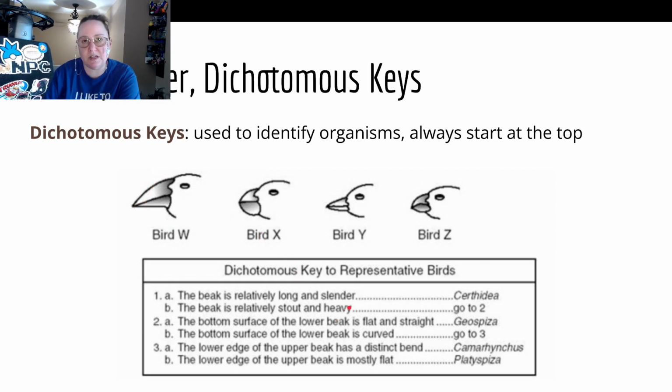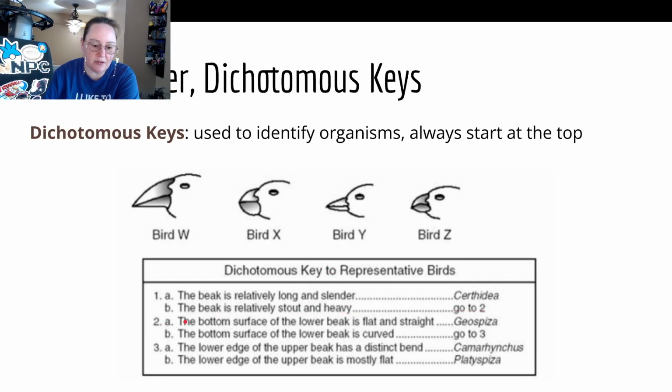Another problem with dichotomous keys is sometimes they will use terms that you may not be used to in describing things. This is when you turn to somebody who's used the dichotomous key longer than you, or you Google it. Thank goodness we're Googling. I didn't have it back in my day, so I'd usually have to go harass somebody. But stout and heavy means it's big honkin'. So it says go to 2. So you go to number 2.